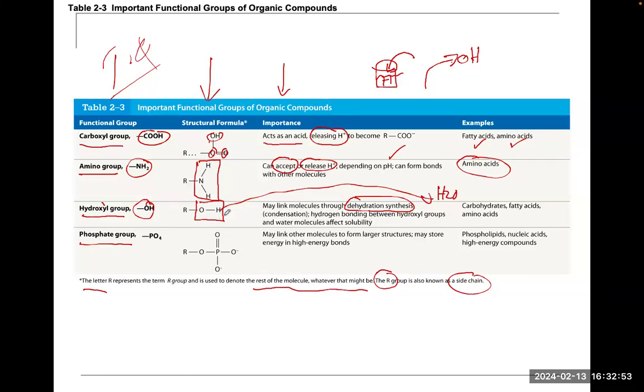So where do we have these hydroxyl groups, the OHs? We're going to see them in carbohydrates, fats, and proteins. In carbs, fats, and amino acids.